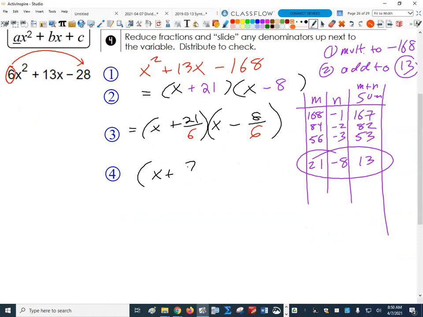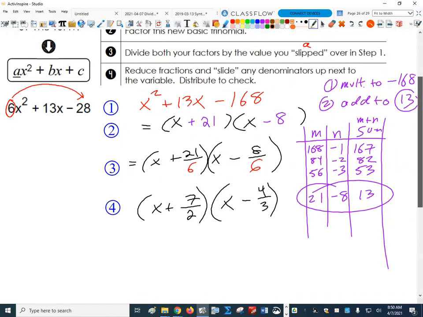3 goes into 21 7 times. 3 goes into 6 2 times. And what about here? Good. I divide them each by 2. There you go. So I get 4 on the top. I see what you're saying. So 4 over 3, right?